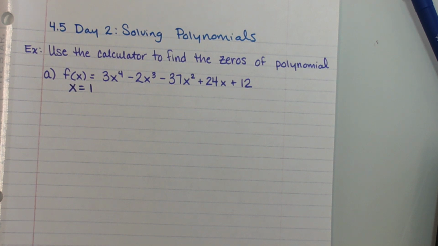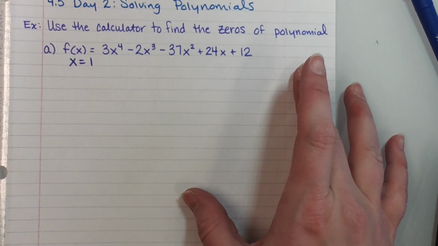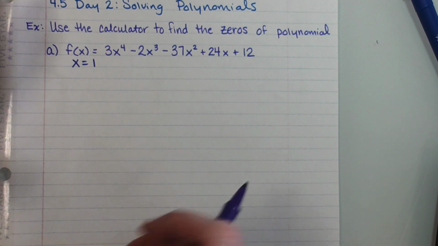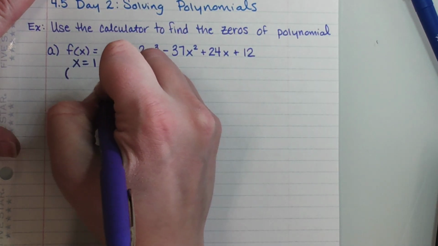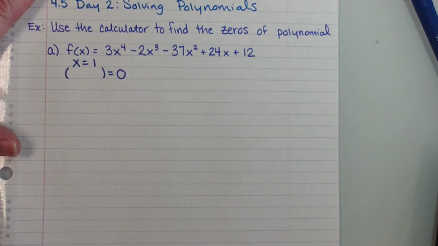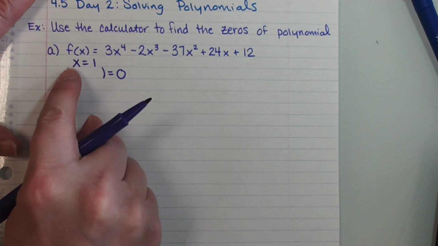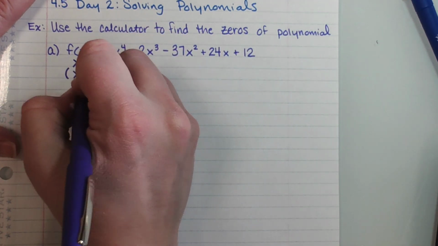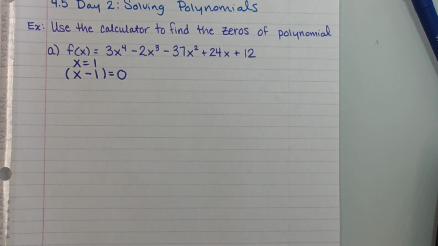Now, we're going to work backwards a little bit. If x equals 1 is one of our zeros, that means one of our factors had to have been something equal to 0 that would give me x equals 1. How do I get x equals 1 to be equal to 0? Subtract the 1, and I get x minus 1. X minus 1 must be a factor of my polynomial.